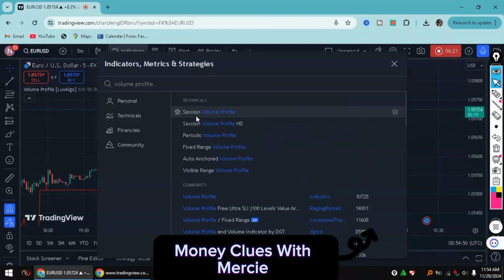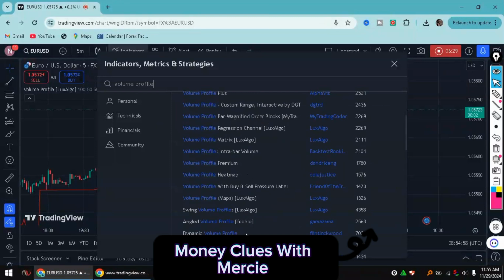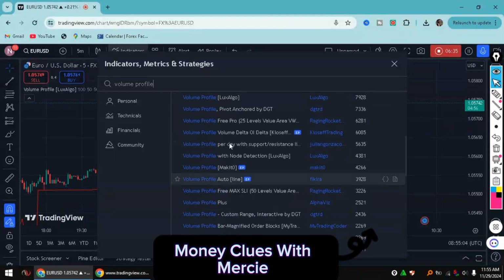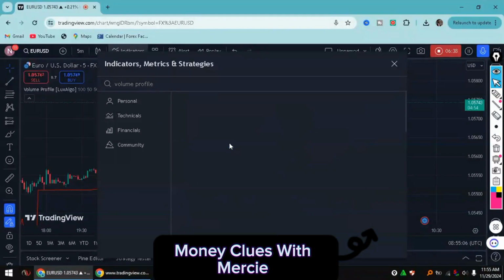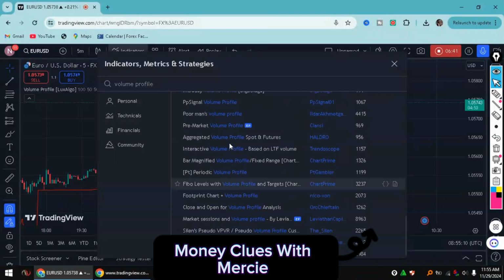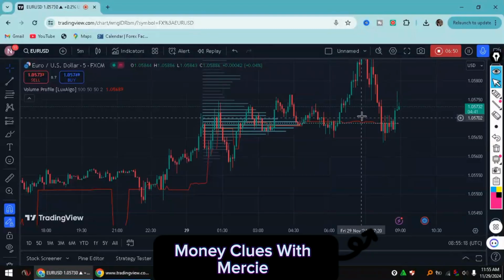We have a lot. They show the sessions, the periodic, the fixed range, the community. These ones are actually chosen and recommended by TradingView. There is a lot and a lot. And there is a lot as well you have to pay attention to, not only executing your trades blindly. This really needs a lot and a lot of patience, simply because you have to wait and see where price is actually heading to. That will help you many times.